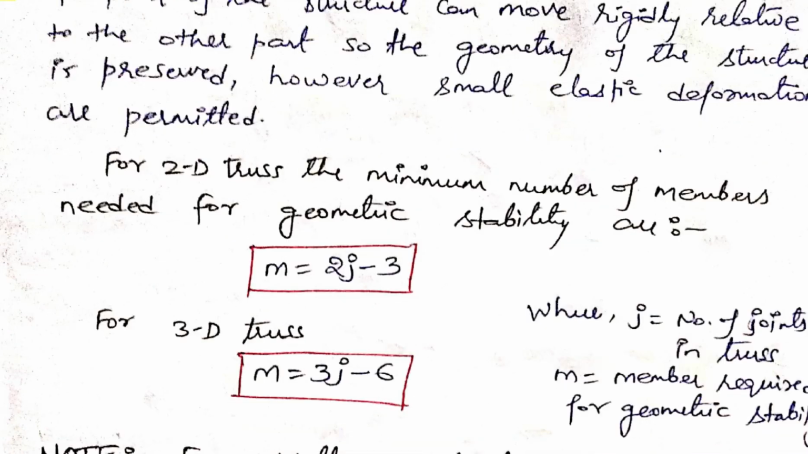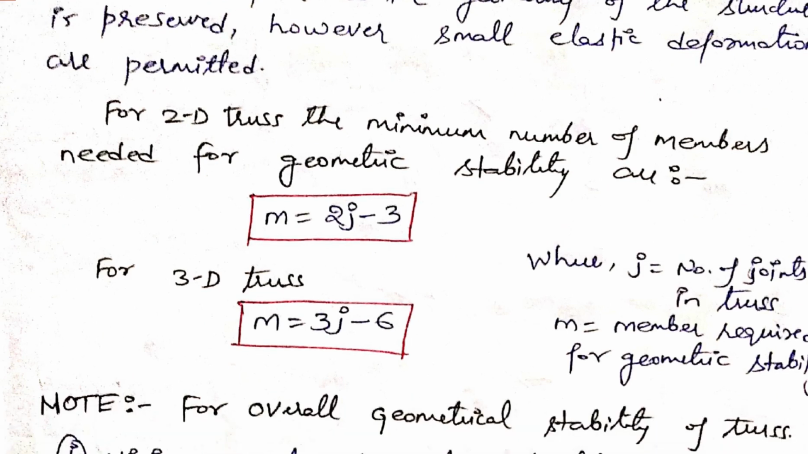Okay. So for a 2D truss, the minimum number of members needed for geometric stability is m = 2j - 3. And for a 3D truss, the minimum number of members needed for geometric stability is 3j - 6, where j is the number of joints in the truss, and m is the number of members required for geometric stability. So all the members should be arranged in such a way in the truss that it can be divided into triangular blocks.